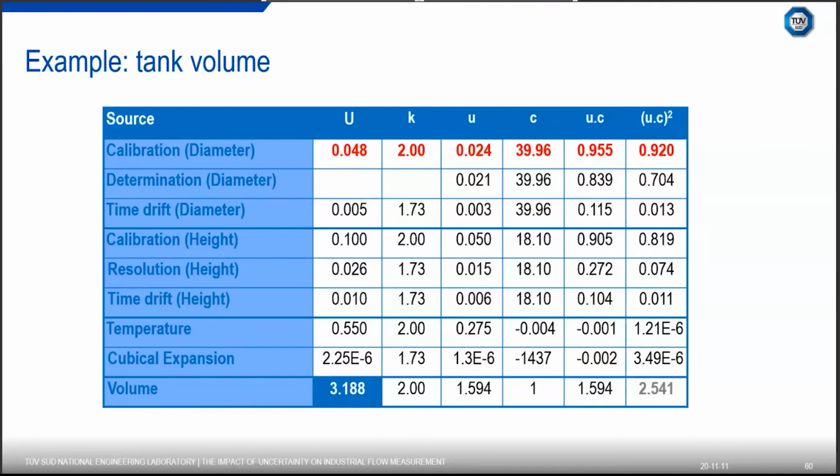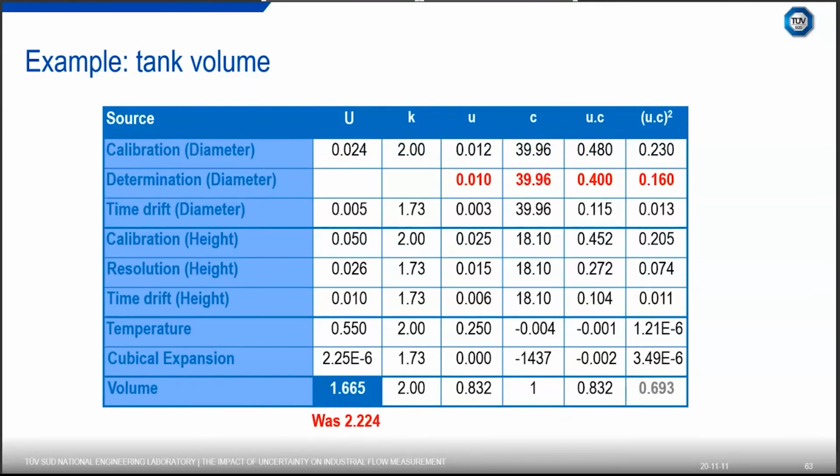So the first thing you look at is the calibration in the diameter. The easiest thing would be to try and reduce that. If we reduce that, you would see a reduction from 3.1 or 3.2 to 2.7. If that's still not low enough, you look at the next term and try and reduce that further. So again, looking at the calibration in terms of the height, you can try and reduce that, and that will reduce it even further. And then finally, looking at the determination of the diameter, can we reduce that? This brings the value down further.